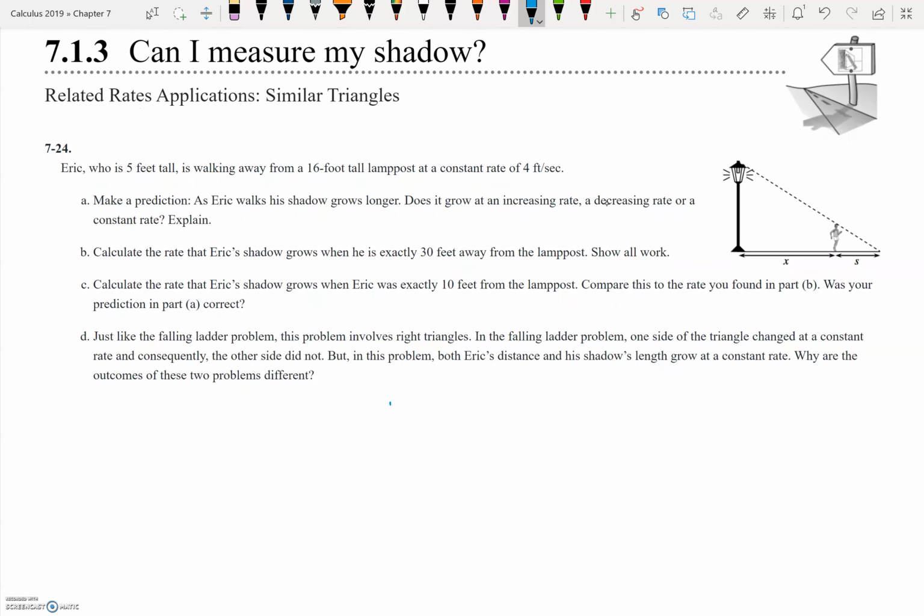So the triangle that we have is our 16-foot lamppost, our 5-foot guy, Eric, and we have two distances. We have an x and we have an s. x represents the distance from him to the lamppost, and s represents the length of the shadow. These are actually going to grow at a constant rate because we have similar triangles, and we'll see why that is in just a second.